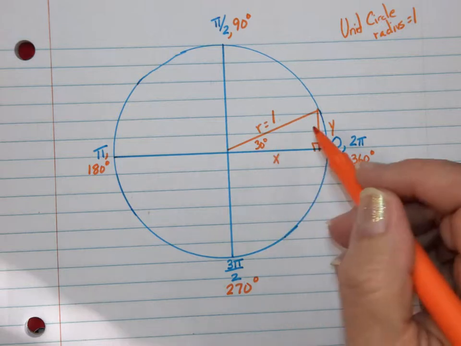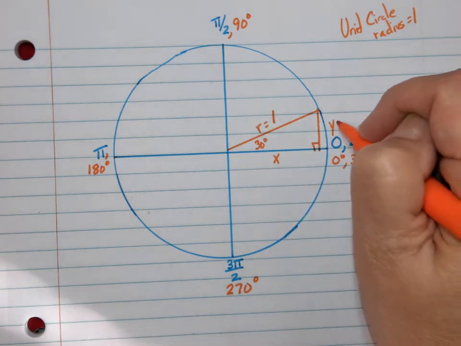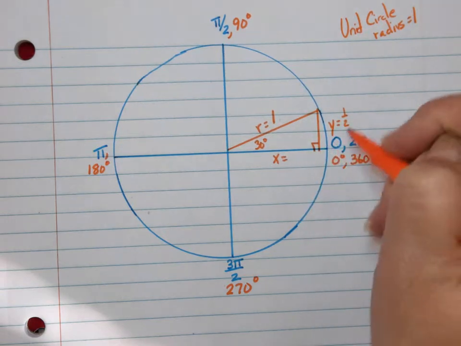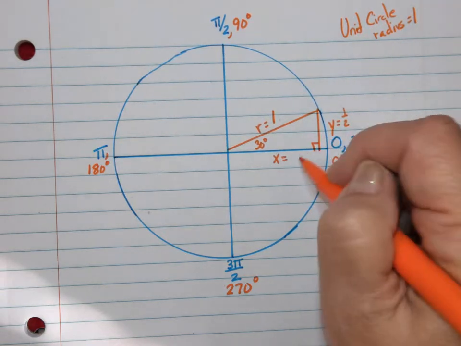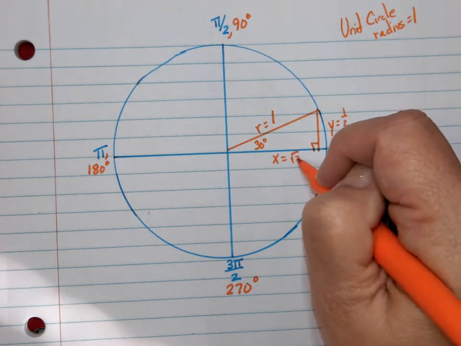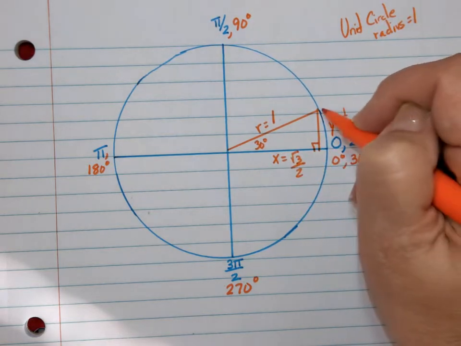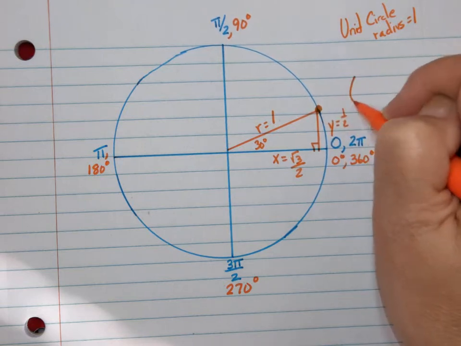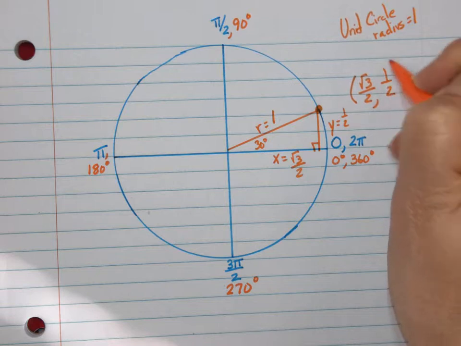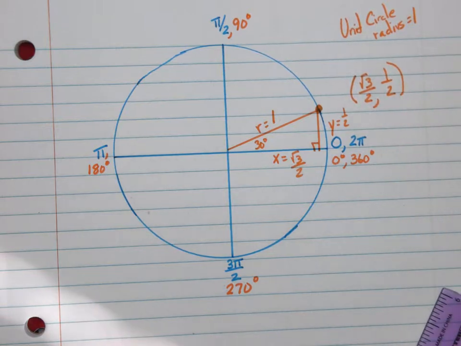And so we know that the short leg is half of the hypotenuse. So Y is a half. X becomes the square root of 3 times a half, or square root of 3 over 2. And so the ordered pair right here is square root of 3 over 2, 1/2. Right? And you guys know that. You now have it memorized. Bam, 30 degrees: square root of 3 over 2, 1/2. That's the ordered pair, x, y.